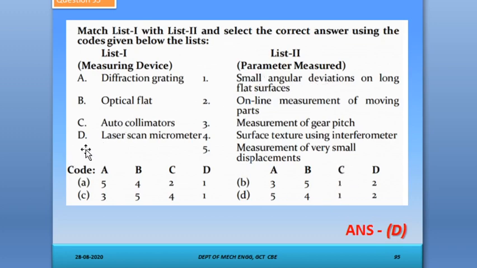Then D, laser scan micrometer, which is used for online measurement of moving parts. Option D is the correct answer. Diffraction grating for measuring small displacement, A5. Optical flat for measuring surface roughness. Autocollimator for angular measurement. Laser scan micrometer is used for online measurement of moving parts. So option D is the correct answer.